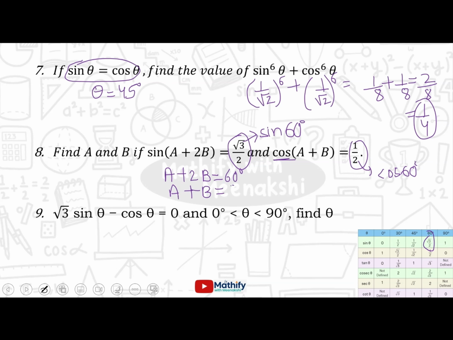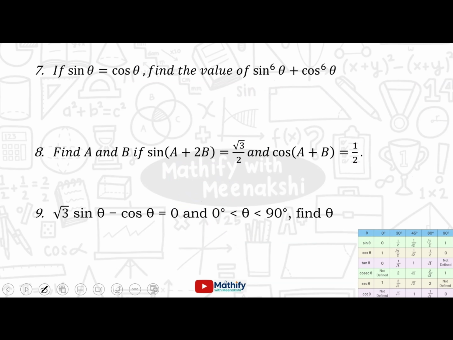Now we can simply solve this using elimination. So I'm just changing the sign here, minus, minus, minus. So let's solve this. A minus A is 0. Now 2A minus B, that means B. And 60 minus 60 is 0. That means my B is 0. So what about your A? If you put the value of B in any one equation, you will get your A as 60 degree. So answer is A is 60 and B is 0 degree. Now let's move to question number 9.